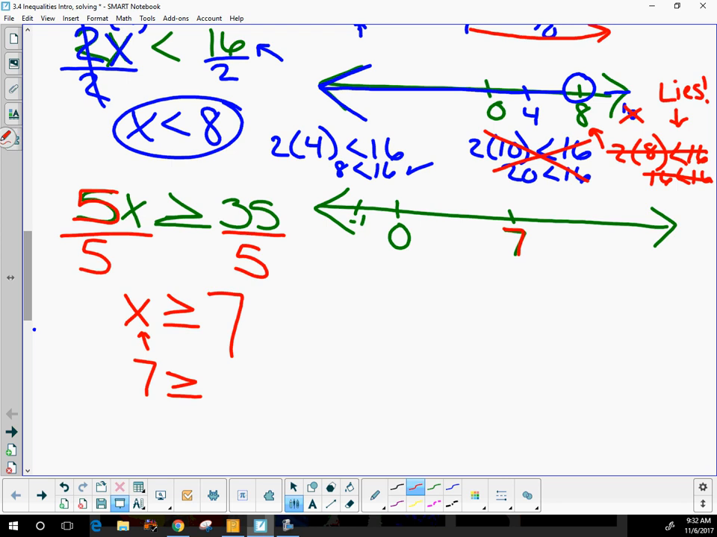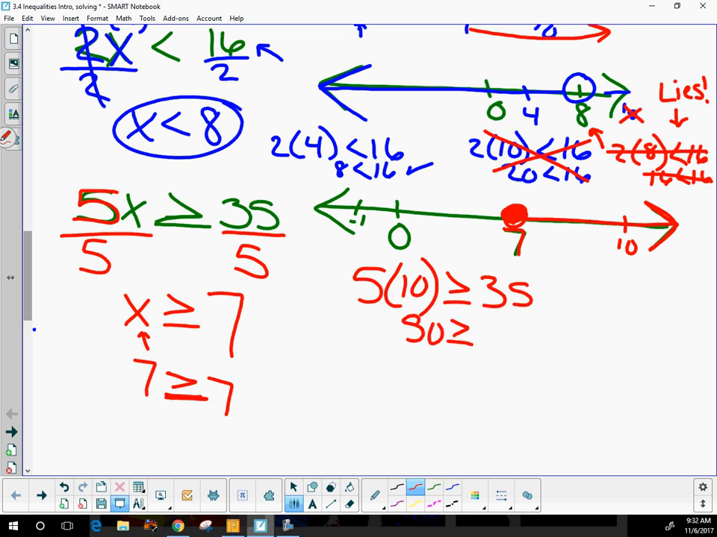Is 7 greater than 7? No, but it is equal to. So I need to include that 7. I need to fill that circle in and include it in my circle of friends. Now, everything is greater. X is greater than. So let's choose 10. Like I said, 10 is an easy number. If I plug 10 in for x, 5 times 10 is greater than or equal to 35. 50 satisfies this part of being greater than 35.